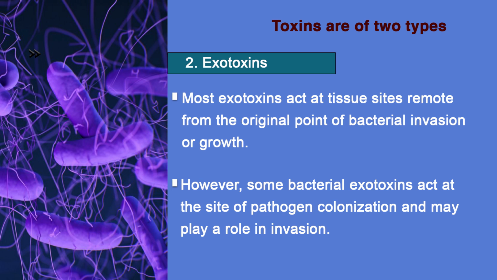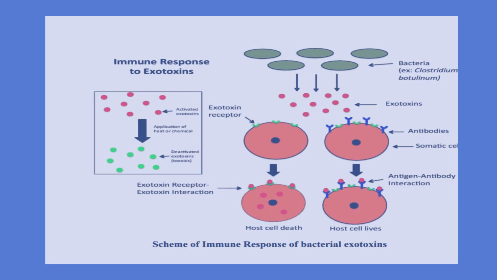However, some bacterial exotoxins act at the site of pathogen colonization and may play a role in invasion. This is the image of the immune response to bacterial exotoxin. This figure shows that exotoxins are secreted by bacterial cells. Clostridium botulinum is an example that is toxic to somatic cells.